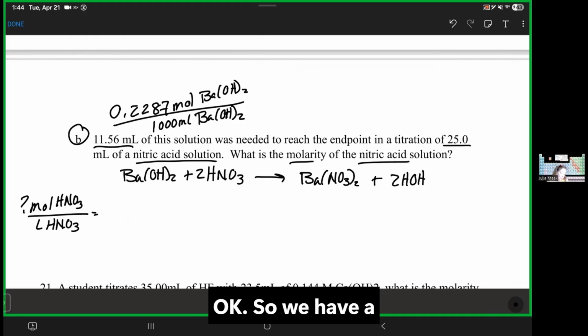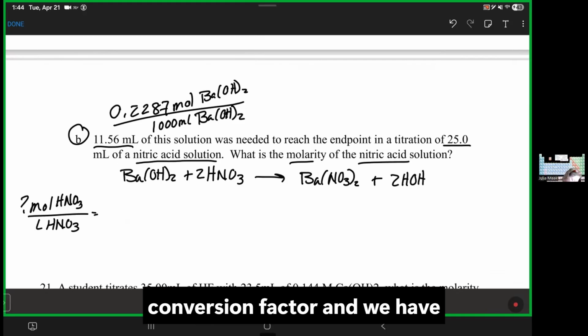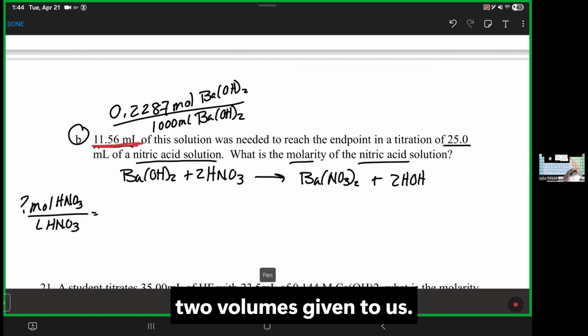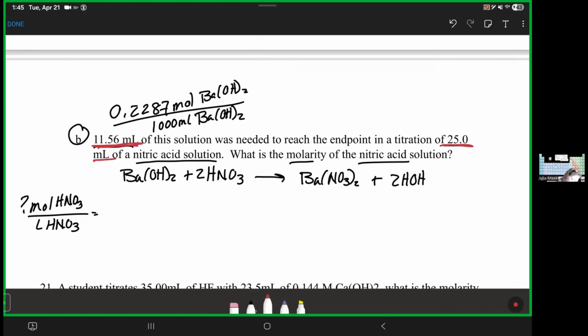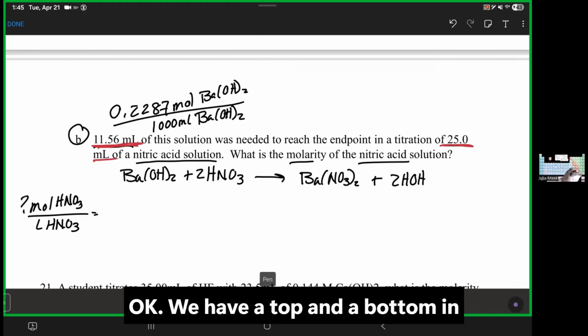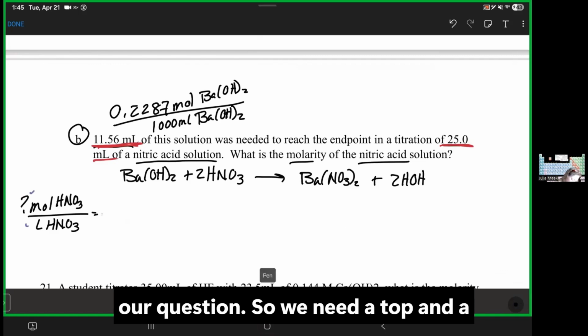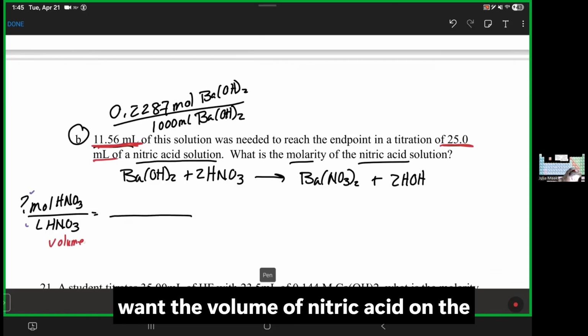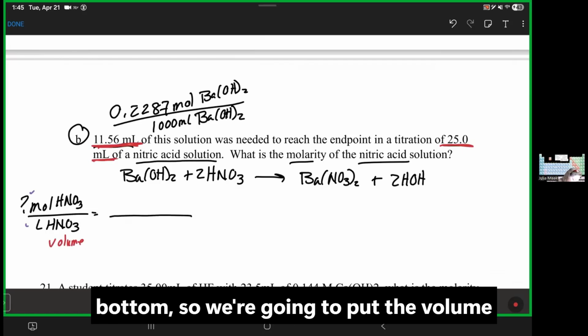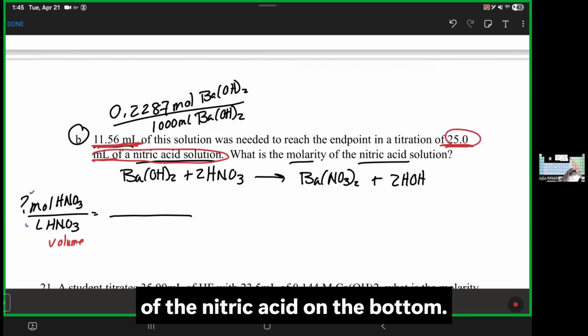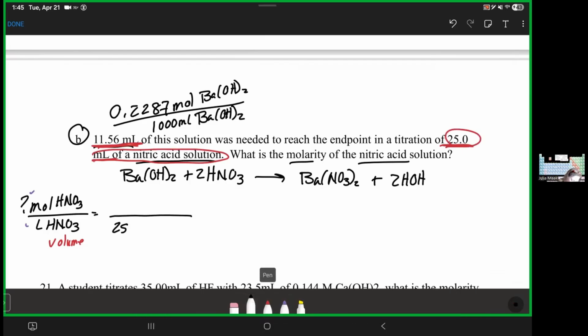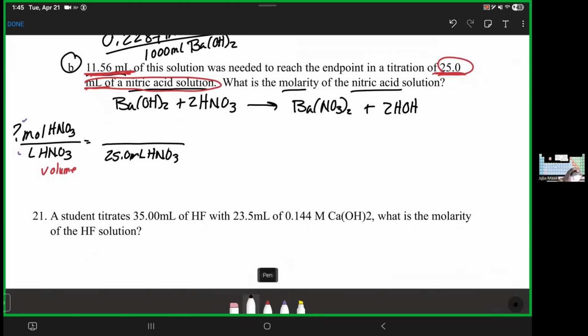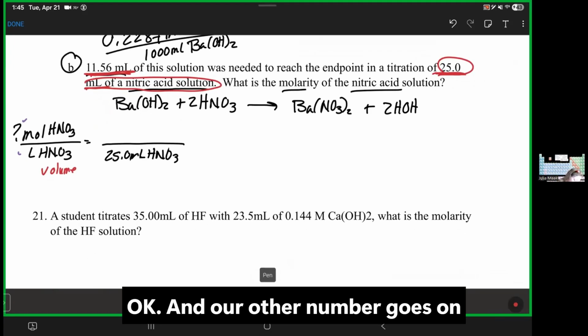Okay, so we have a conversion factor and we have two volumes given to us. Okay, we have a top and a bottom in our question. So we need a top and a bottom in our starting place. We know we want the volume of nitric acid on the bottom. So we're going to put the volume of the nitric acid on the bottom. Okay, and our other number goes on the top.